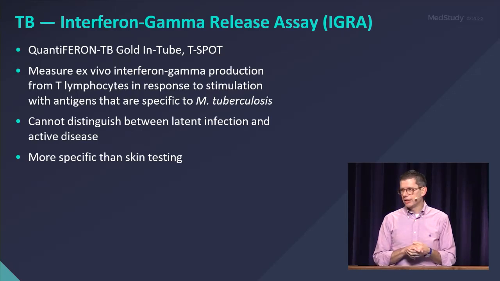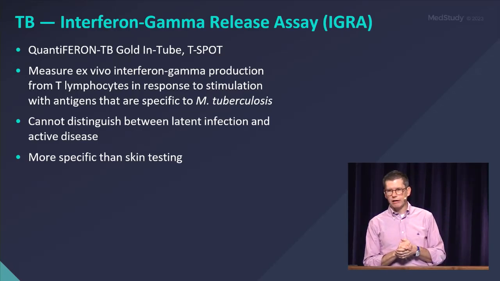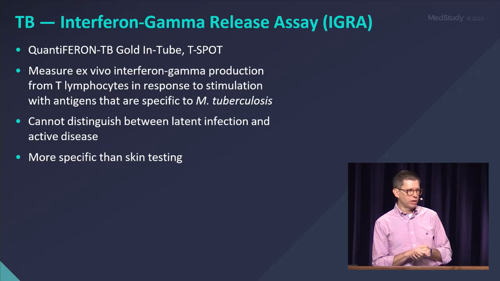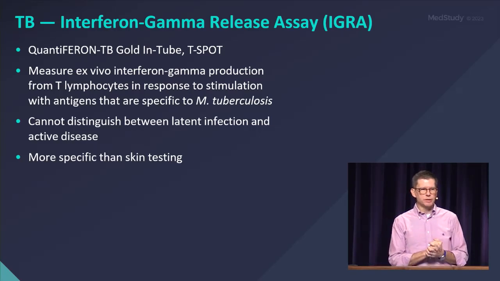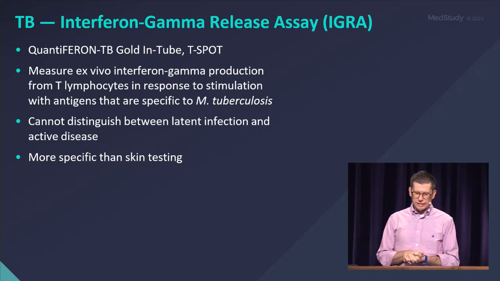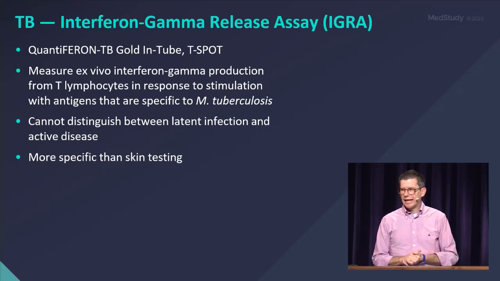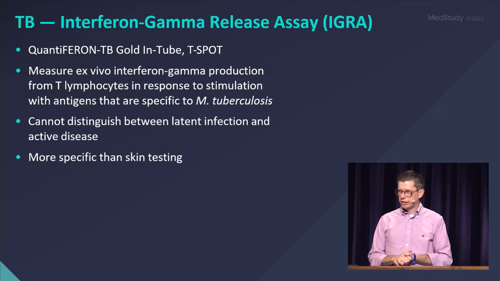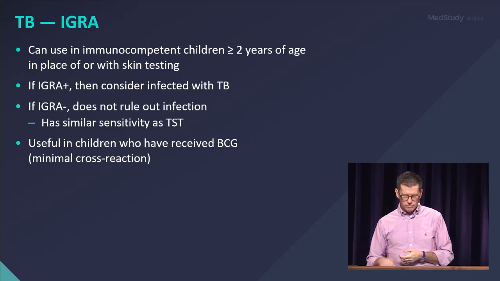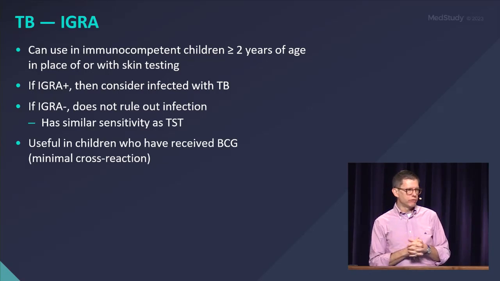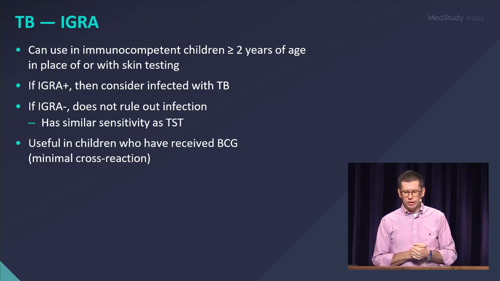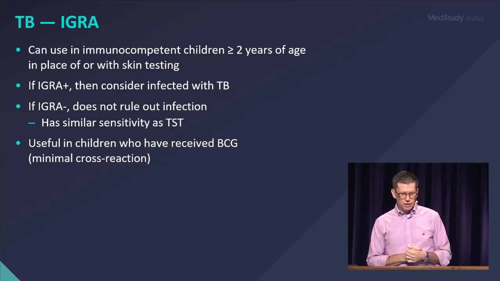We now have these tests, the IGRAs, interferon gamma release assays, that are done on blood that are much more specific for TB than TSTs are. However, it cannot distinguish between a latent infection and active disease. That's where you still need to do chest X-rays and sputum cultures for that. Oftentimes we try to use them. I recommend them for everybody when I'm asked what TB screening test we should do, because we can do it in kids 2 years and up.